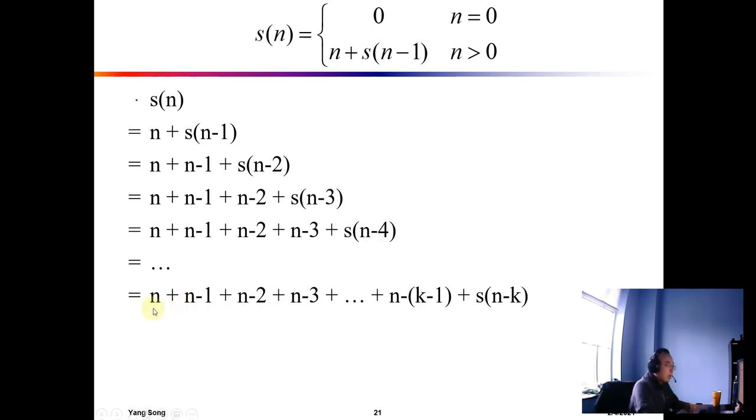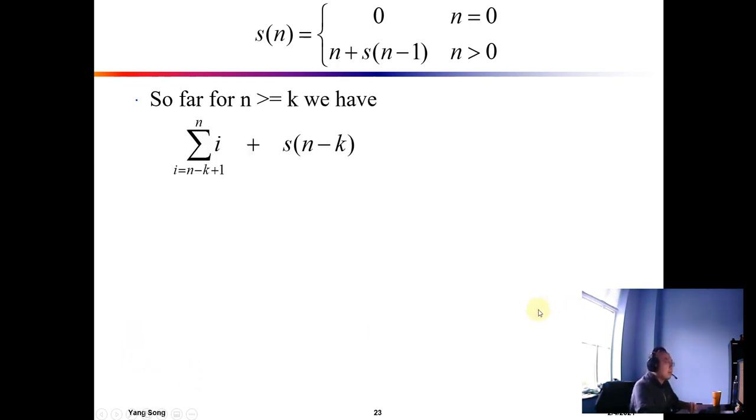we go down n minus 1, n minus 2, and then down to n minus k minus 1, and then we have Sn minus k. Then we can put the sum from n to n minus k minus 1 together into this sigma, and this Sn minus k is the same. And for the next part, again, we want to answer the question: where do we stop?